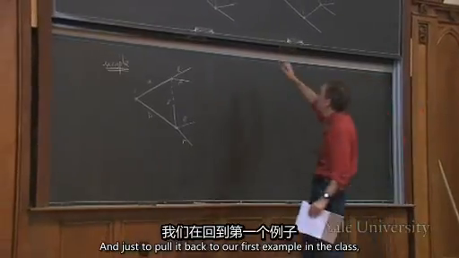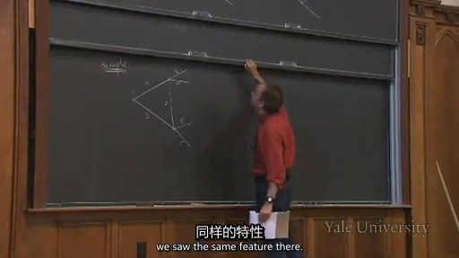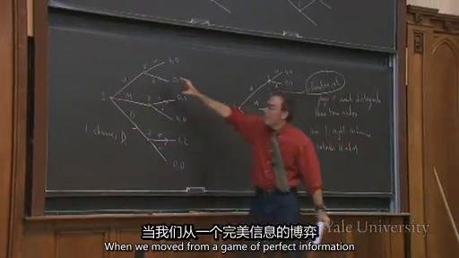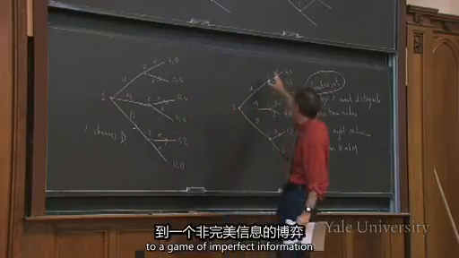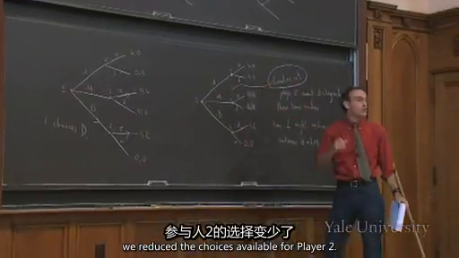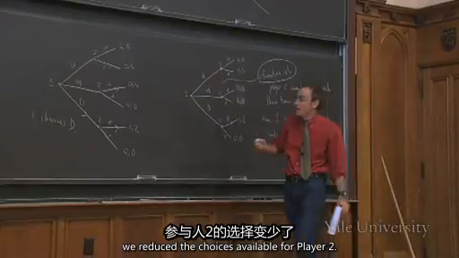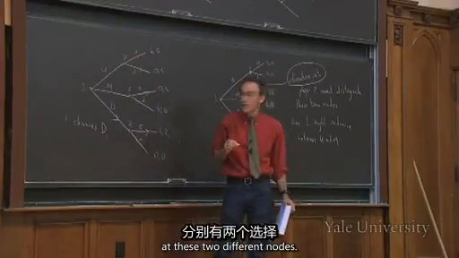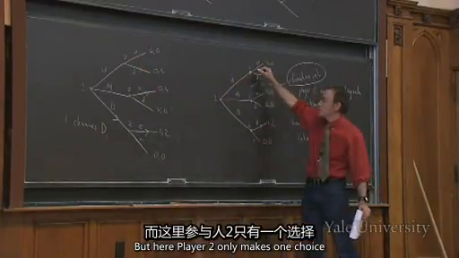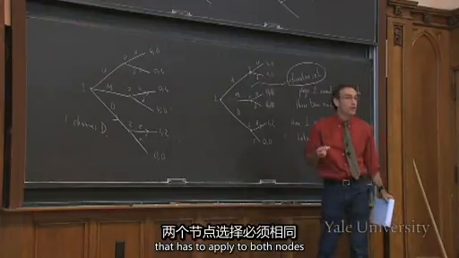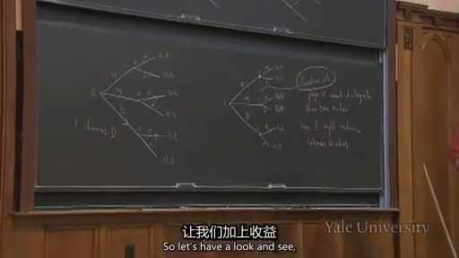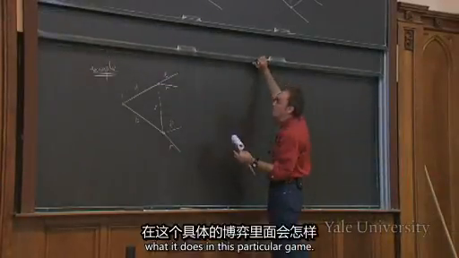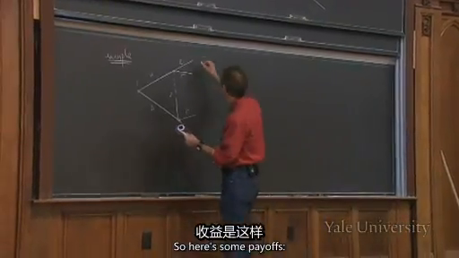And just to pull it back to our first example in the class, we saw the same feature there. When we moved from a game of perfect information to a game of imperfect information, we reduced the choices available for player 2. Here, player 2 could choose separately up or down at these two different nodes, but here, player 2 only makes one choice that has to apply to both nodes, because player 2 cannot distinguish those two nodes. All right? So let's have a look and see, once we put some payoffs on, what it does in this particular game. All right, so here's some payoffs.